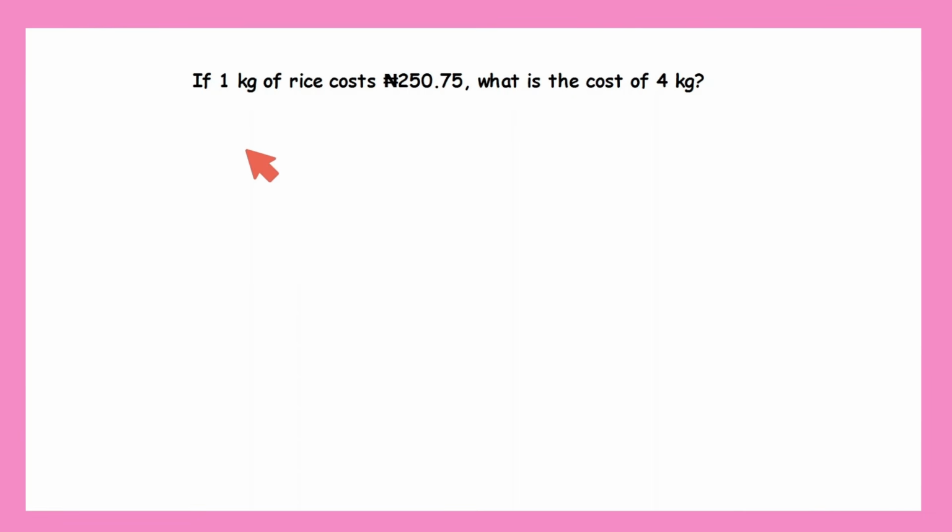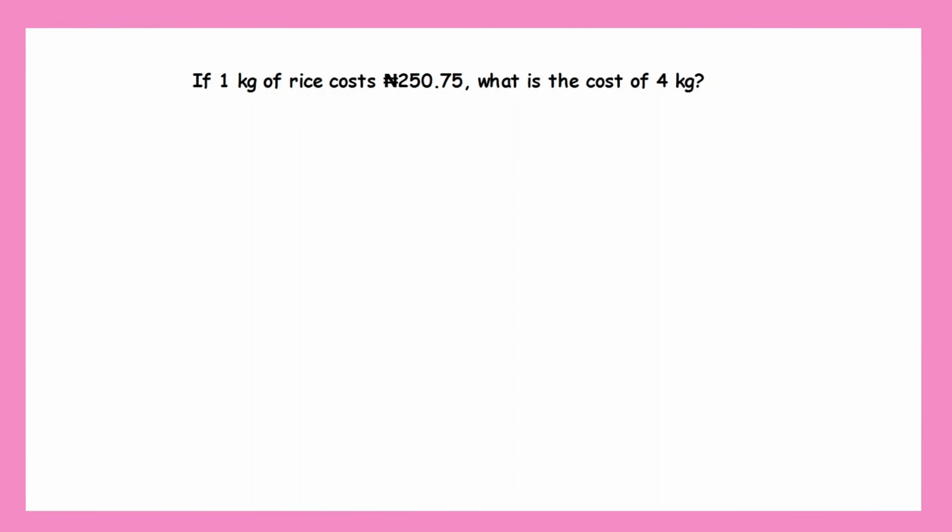Now let's look at another example. If 1 kilogram of rice costs 250 naira 75 kobo, what is the cost of 4 kilograms? Many learners find it difficult in such questions like this. They don't know whether they will multiply or they will divide. Today, I will use this opportunity to teach you what to do using the ratio method.